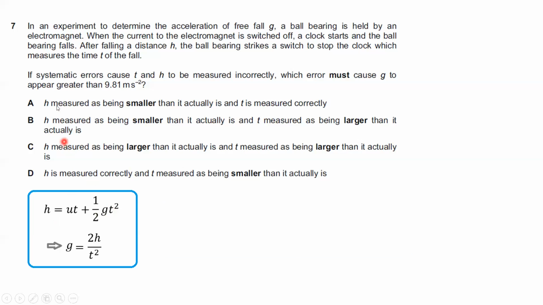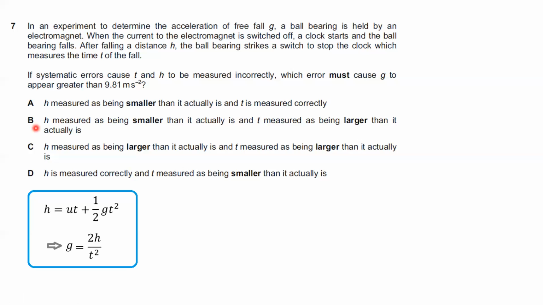Okay, let's read the option A. H measured as being smaller than it actually is, and t is measured correctly. So they are saying the t value is correct, but h value is smaller. So there is a variation in the height. So you can see g is directly proportional to h. So if h is smaller, g is also smaller. So which contradicts our option. So we want to find g to be greater than 9.81. In this case, our g will be lesser than 9.81. So option A is incorrect.